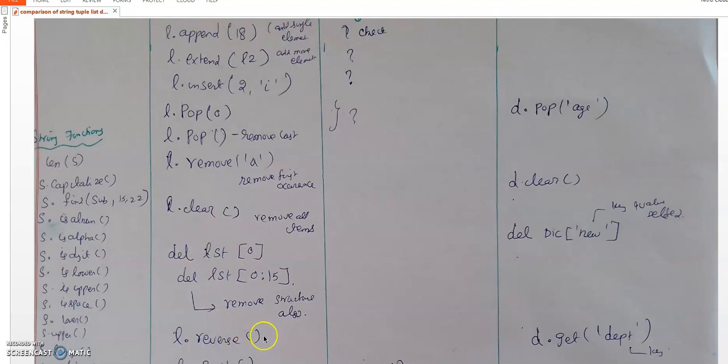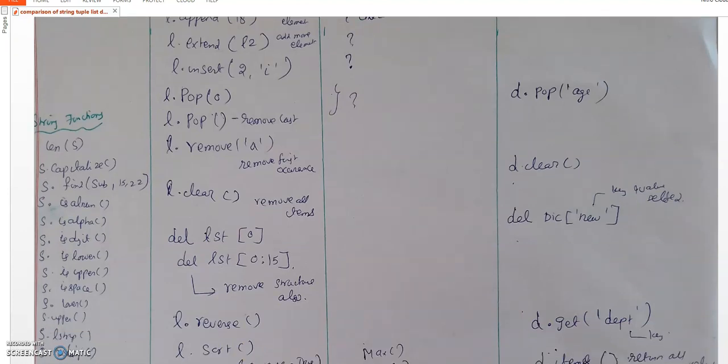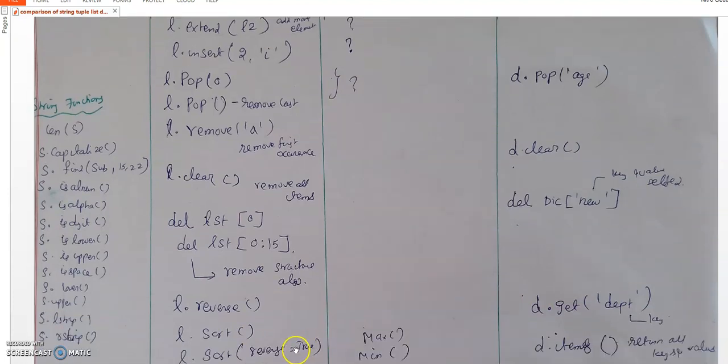Okay, then reverse is also possible. Reverse means it will reverse, and the sort will happen in place itself. The reverse and sort functions won't create a new list. Reverse means it will print from the last element, that is, all the elements will be printed in the backward direction. Sort means by default it will be printed in ascending order. But if you give reverse=True as a parameter, then it will be printed in descending order.